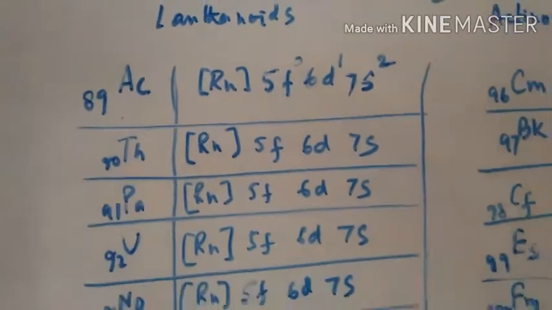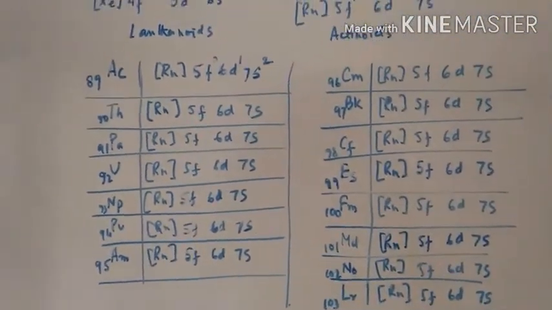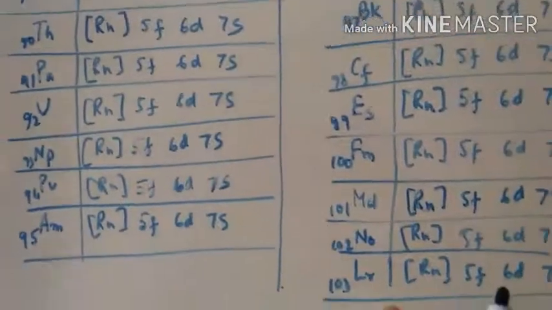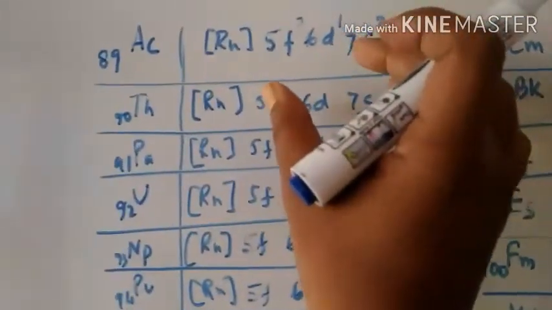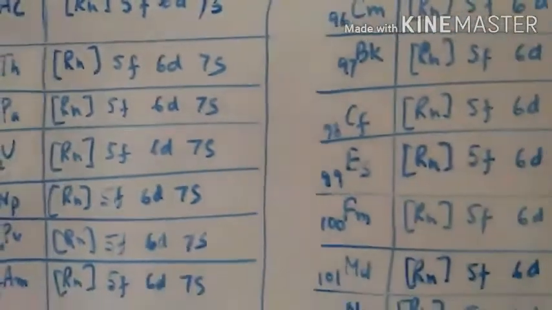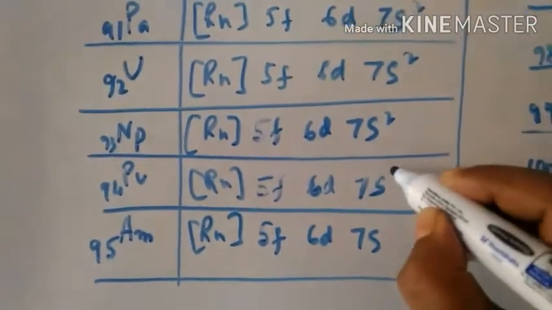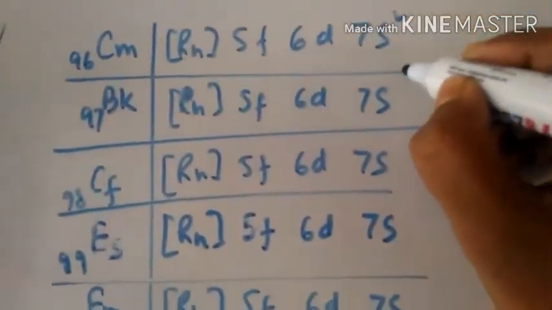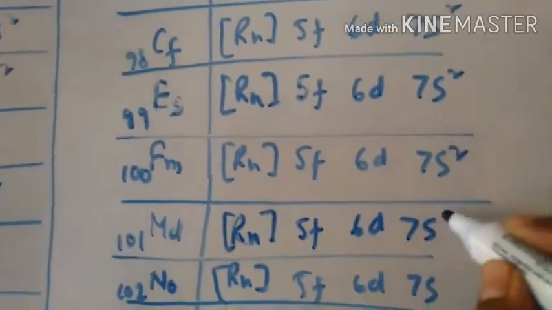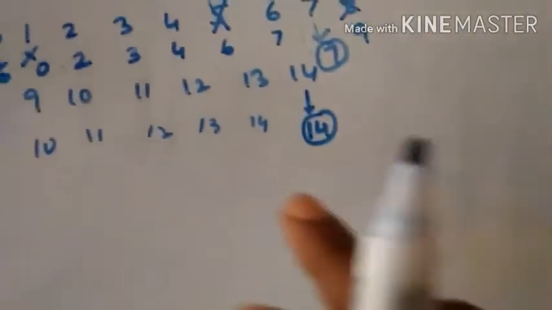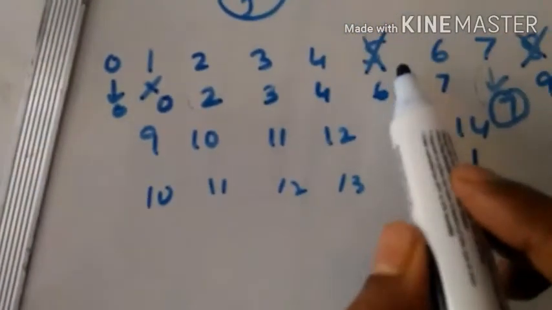So now I have already written all the elements starting from actinium to lawrencium and filled up with 5f, 6d and 7s electrons. Now for all the s electrons you can put 2 over here, there is no problem. Now the trick is over here. Starting from actinium we can start it with 0. No 1 electron will come in case of f, and no 5 and no 8.